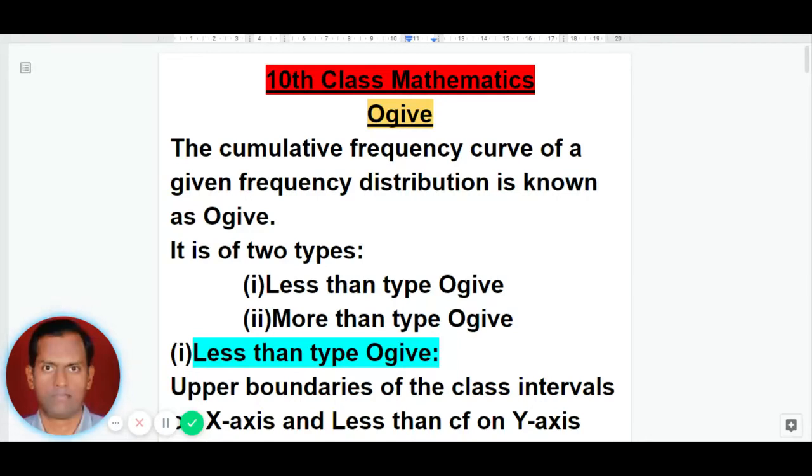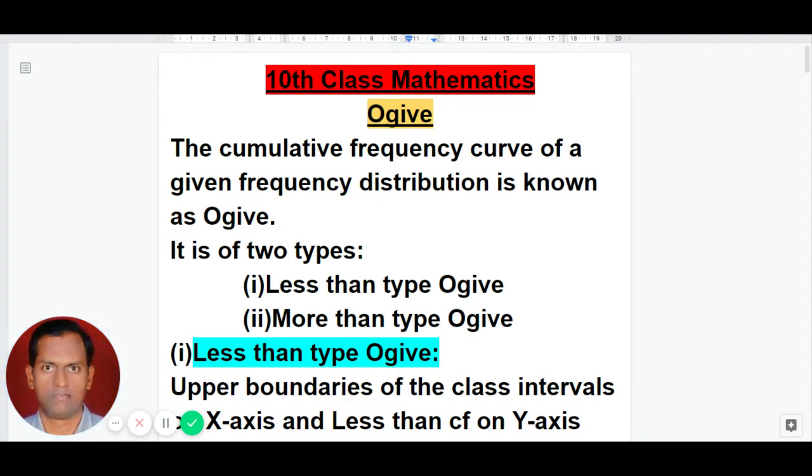10th class students, today's topic is Ogive. It is a compulsory question in our examination. What is Ogive? The cumulative frequency curve of a given frequency distribution is known as Ogive.